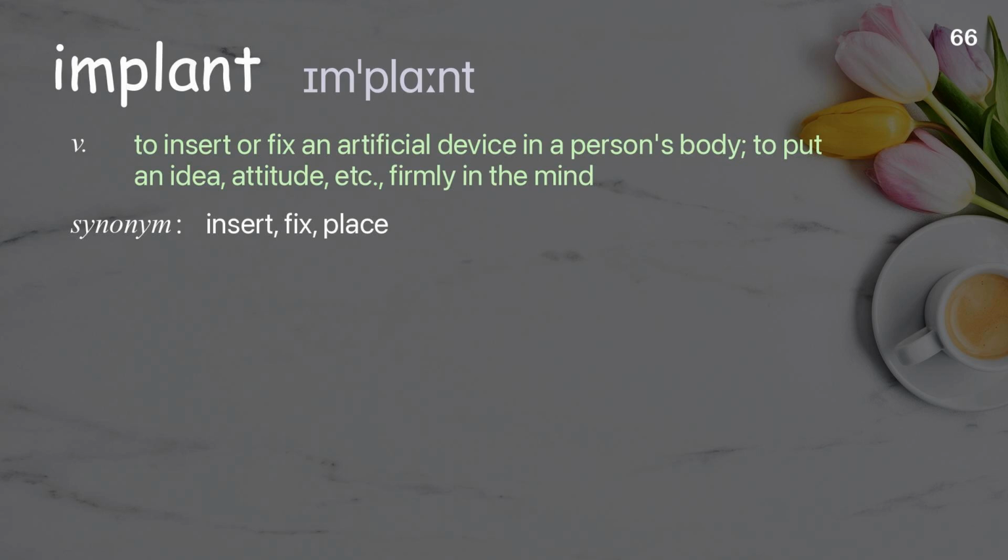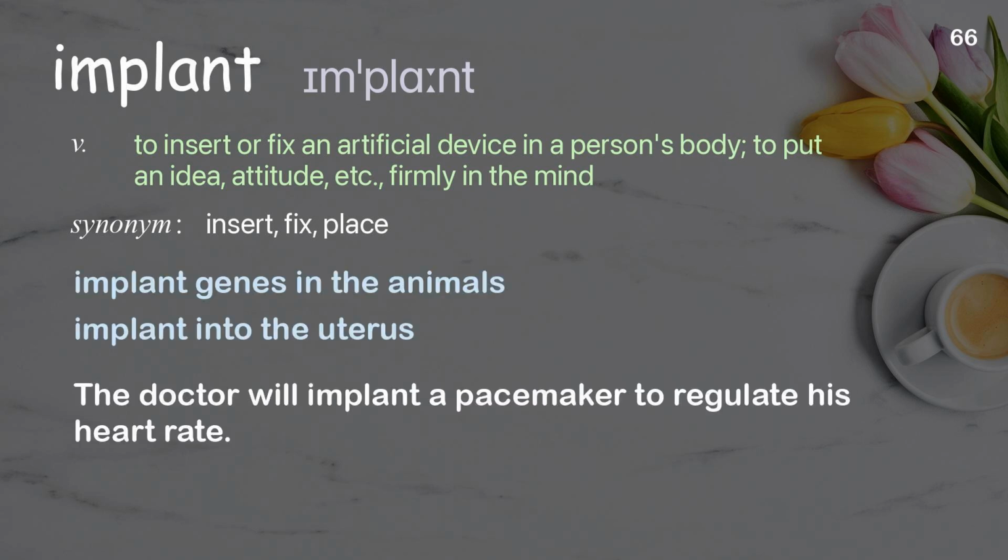Implant: to insert or fix an artificial device in a person's body; to put an idea, attitude, etc., firmly in the mind. Examples: implant genes in the animals, implant into the uterus. The doctor will implant a pacemaker to regulate his heart rate.